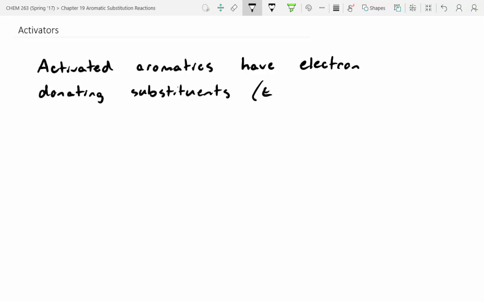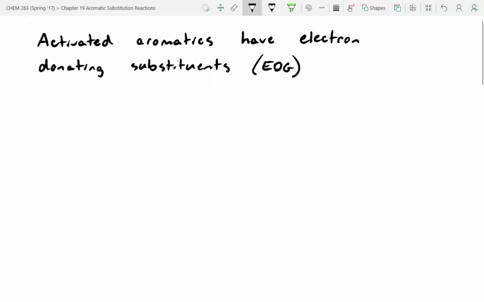Oftentimes I refer to these as EDGs, for electron donating groups. So if you ever see me shorthand that, that's what I mean. Let's take a look at strong activators, then we'll go to moderate activators and then weak activators.